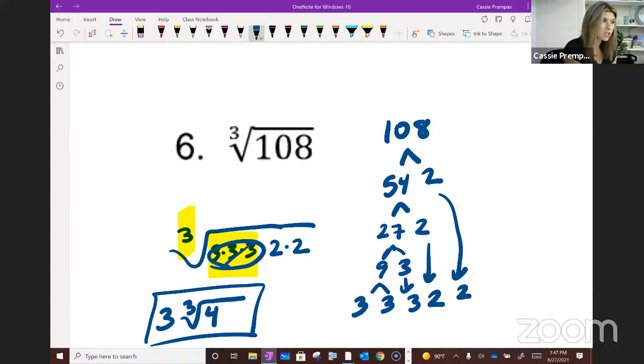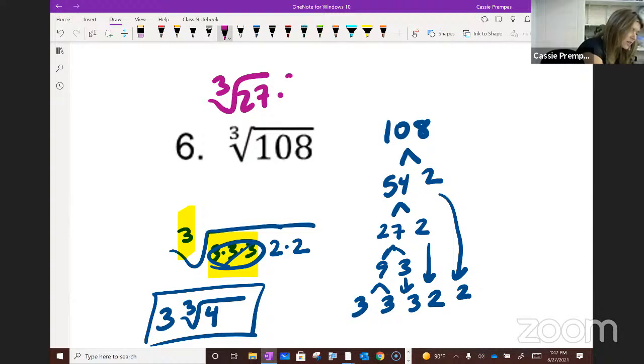If you knew your perfect cubes, the method 1 route would be 27 goes into 108 evenly. And so that would be 3 times the cubed root of 4. All right, any questions on this so far?